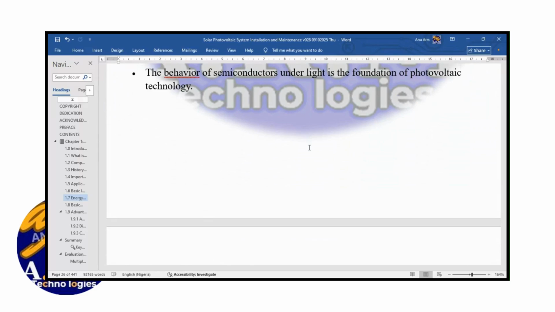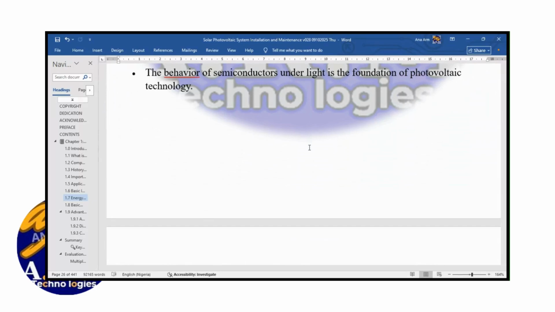That brings us to the end of today's presentation on energy bands in solids. I hope this lesson has helped you understand this concept more clearly and that you now feel more confident discussing how energy bands affect electrical conductivity in materials used for solar photovoltaic systems.